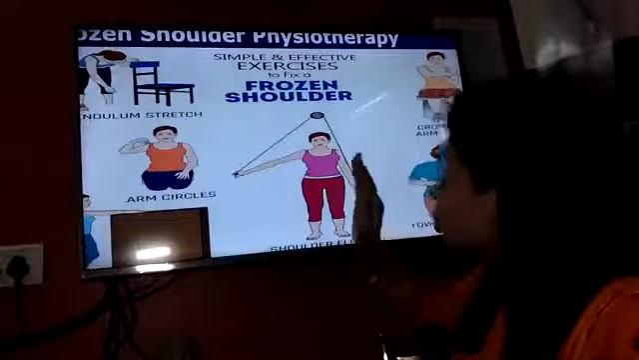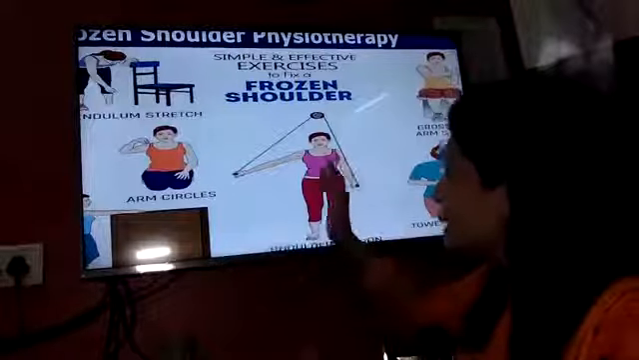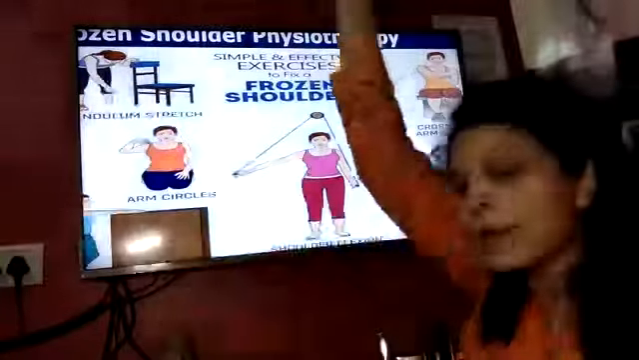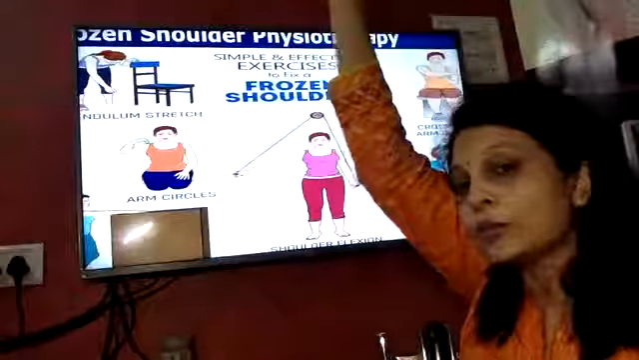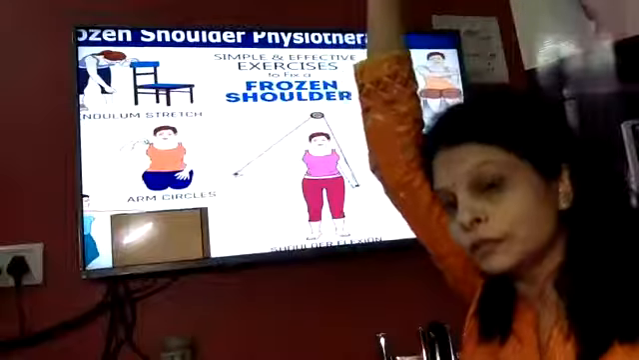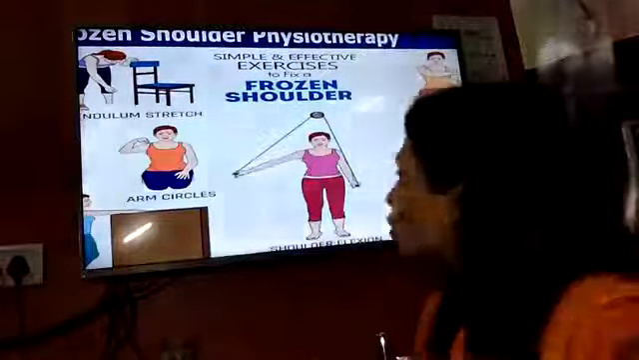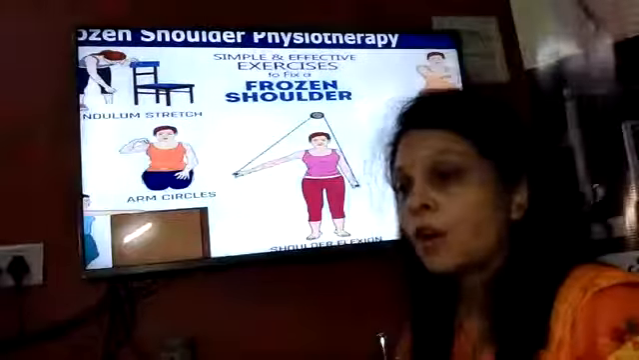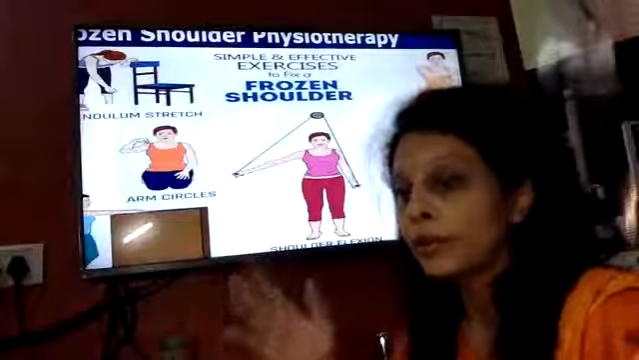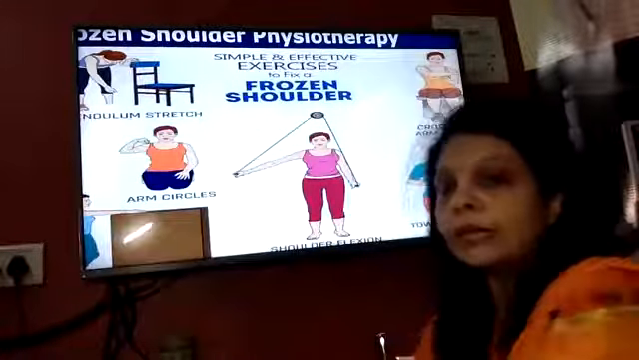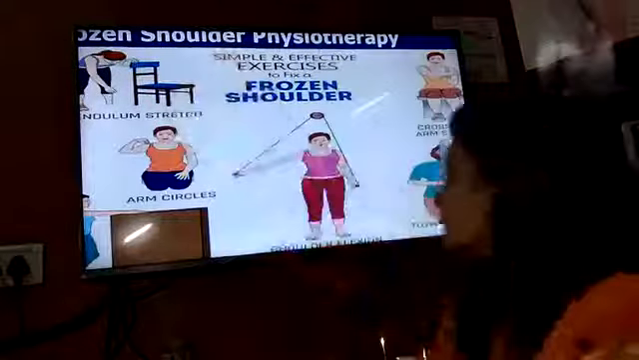We can apply at home, or if you don't have this arrangement, we can do just like raising your arm and try to touch your arm to this ear. We can do this exercise at home for the shoulder flexion, or we can hold our affected arm by your normal palm, and we can take it upwards for the shoulder flexion.